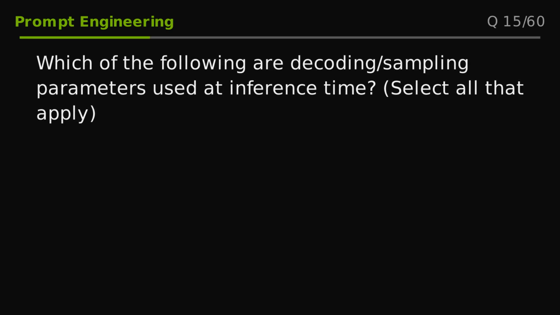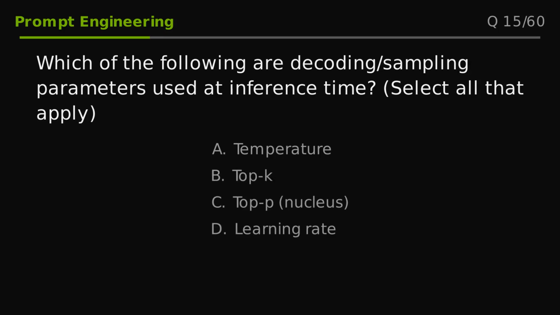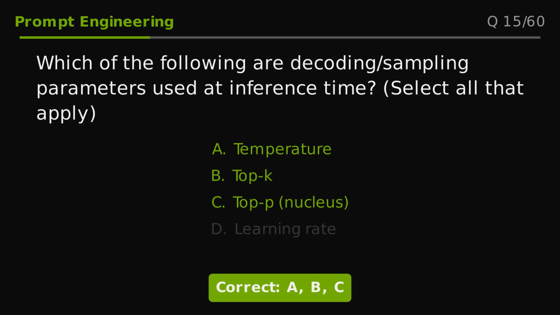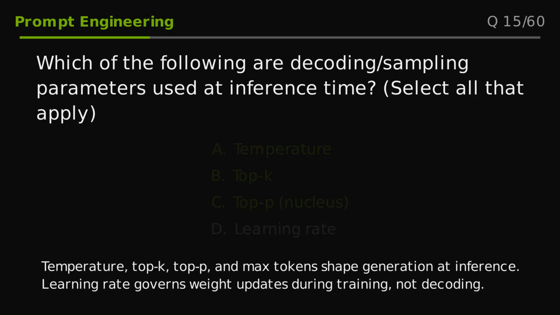Question 15. Which of the following are decoding or sampling parameters used at inference time? Select all that apply. Option A, temperature. Option B, top-p nucleus. Option C, learning rate. The correct answers are A and B. Temperature, top-k, top-p, and max tokens shape generation at inference. Learning rate governs weight updates during training, not decoding.